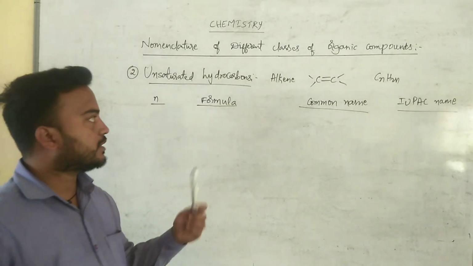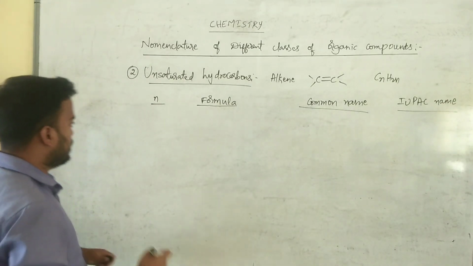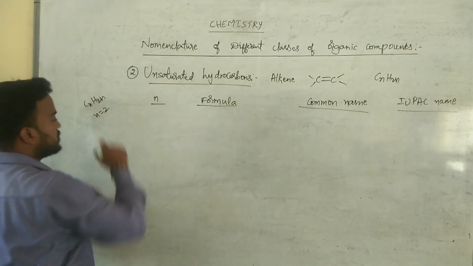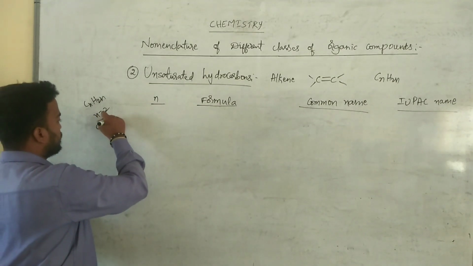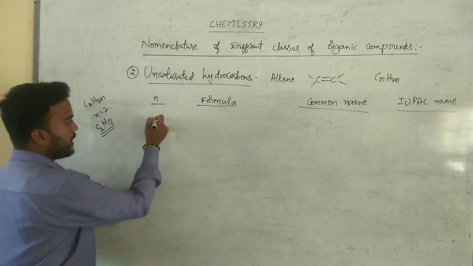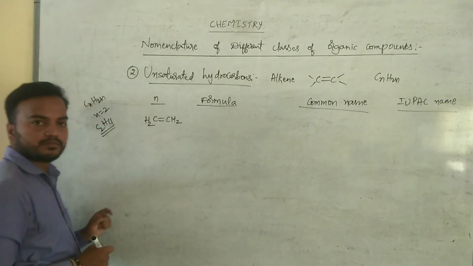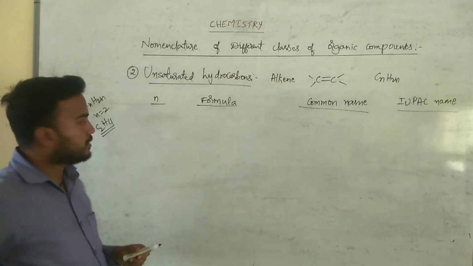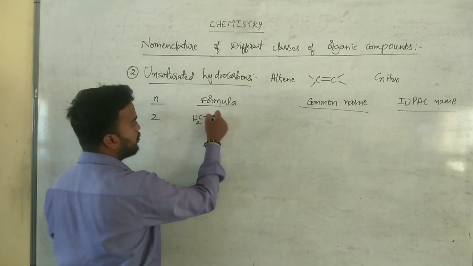Let's see some examples for alkenes. Alkenes have the general formula CnH2n. In the first case, I will put n is equal to 2. So I will get C2H4. This C2H4 can also be written as CH2 double bond CH2. For n is equal to 2, this formula comes here, CH2 double bond CH2.